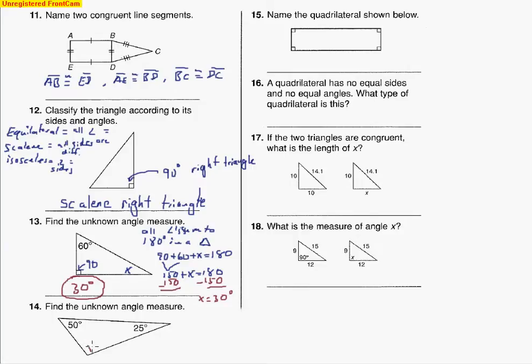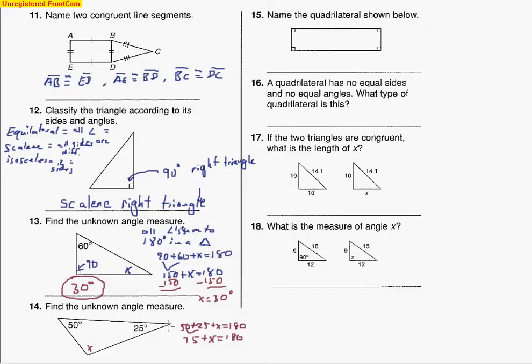And again, we want to find that other angle. So it's done the same way. So 50 plus 25 plus x equals 180. So you add these two together, you end up with 75 plus x equals 180.